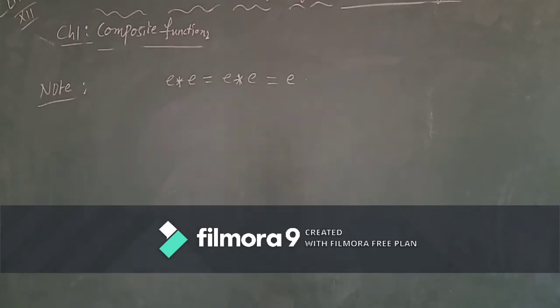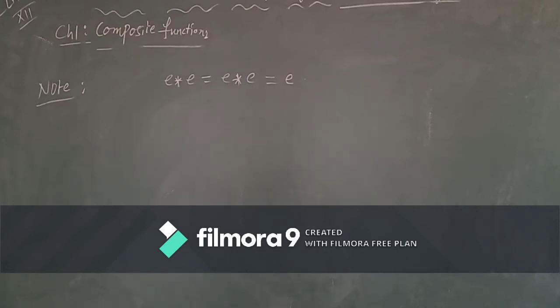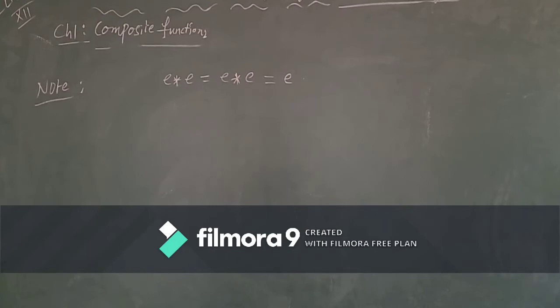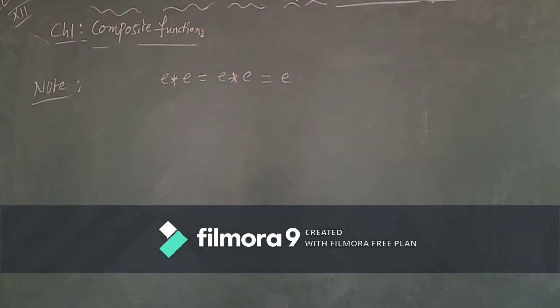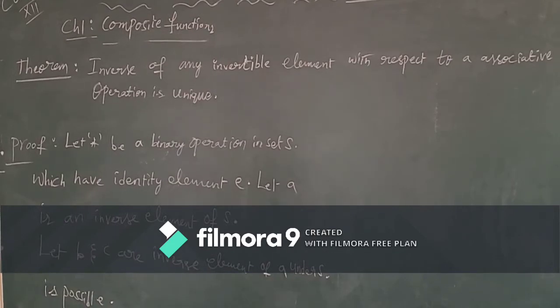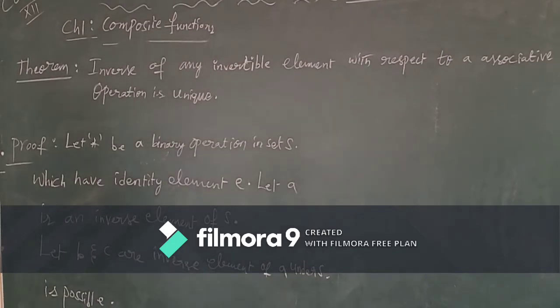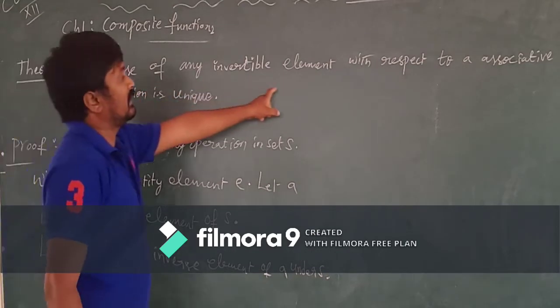You remember here, E star E is equal to E. Here E is nothing but the identity element having a binary operation with the identity element itself. Then you will get the identity element only. Remember this for your exam. Next we are moving to the next theorem.